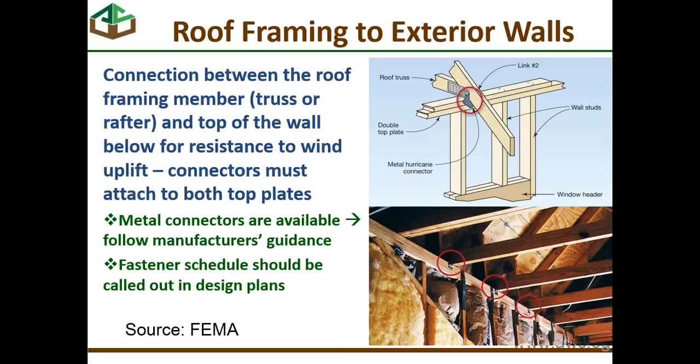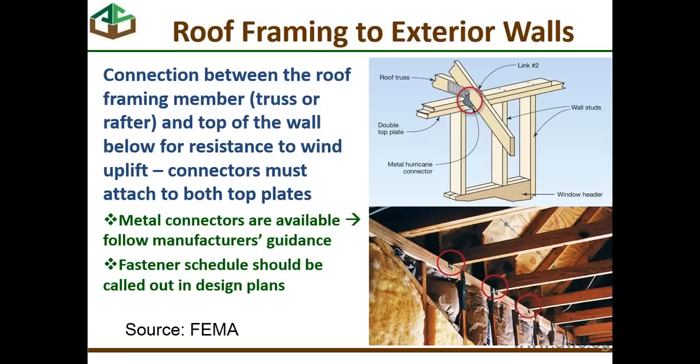What we need to do is have a connection that will take that load to the double top plate of the wall. That is pretty hard to do with anything other than a mechanical connector. If you try to put enough toenails in a rafter or truss to get total connection for really high winds, you would typically split the rafter. And many truss members aren't big enough to really put too many toenails in.